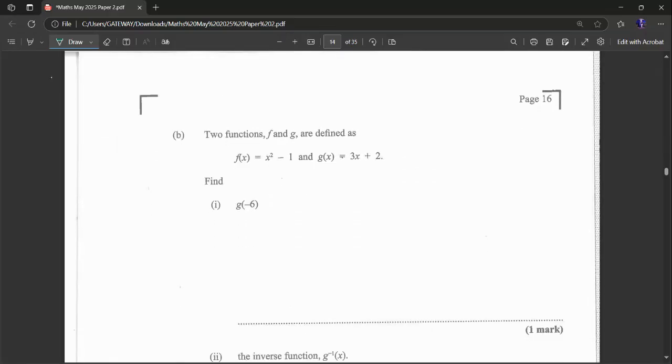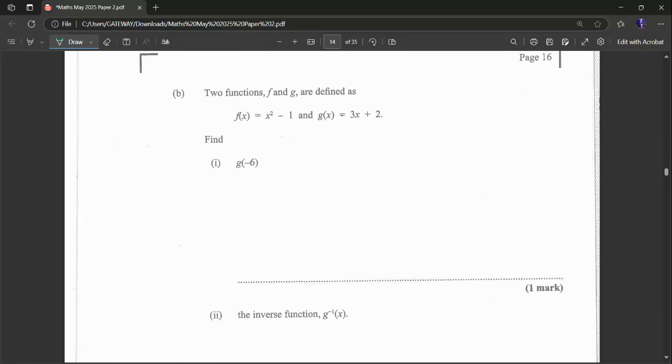So we have a function question here now. Two functions f and g are defined as follows. So you have f of x is x squared minus 1 and g of x is 3x plus 2. Find the value of g of negative 6. So I'm looking at g of x and I'm replacing the x with negative 6. So I write back the 3. Instead of x, I'm putting negative 6, plus 2. So 3 times negative 6 is negative 18 plus 2. Now negative 18 plus 2 is negative 16. So therefore g of negative 6 is equal to negative 16. Right?